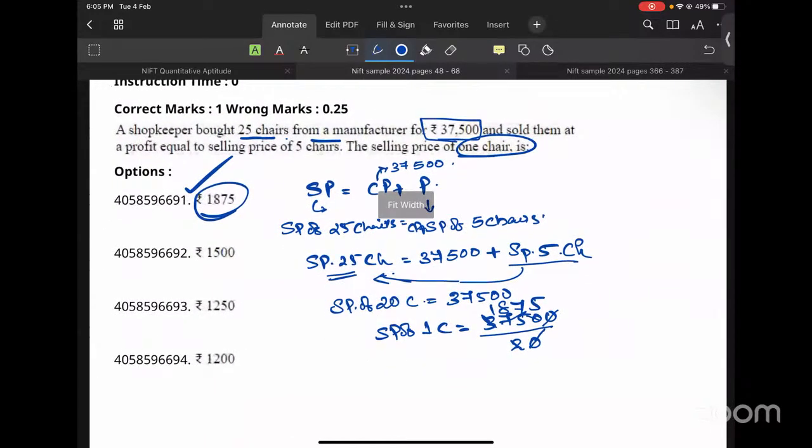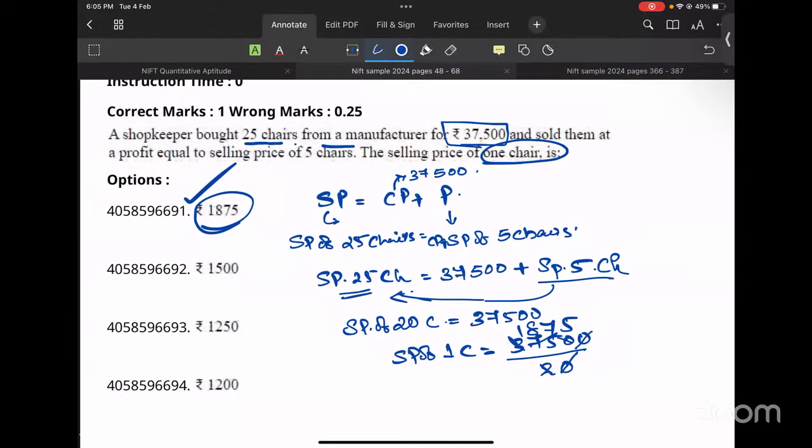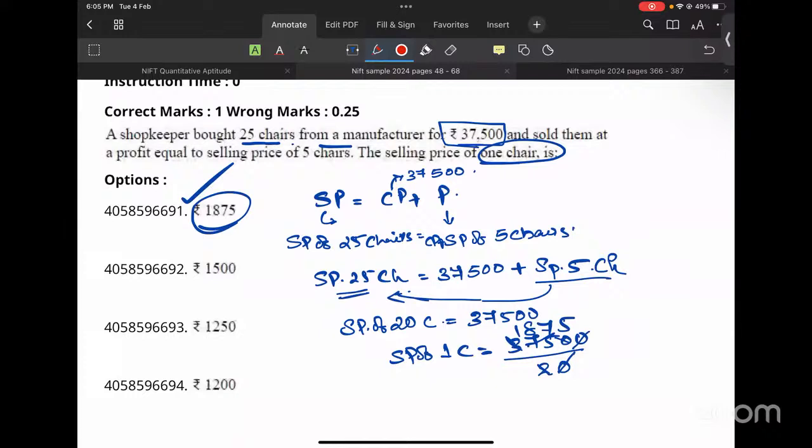We will be using another technique over here. This is one technique, and this is the actual way of solving this question. Actually, we need to solve these questions in a much quicker manner. Anyway, 37,500 divided by 25. We are looking for the cost price of 1 chair. When you divide this, you will get 1500. This is the cost price of 1 chair. So he got a profit of 5 chairs.